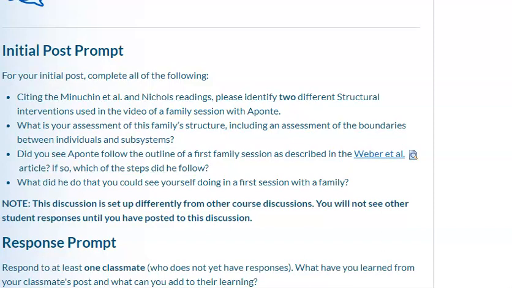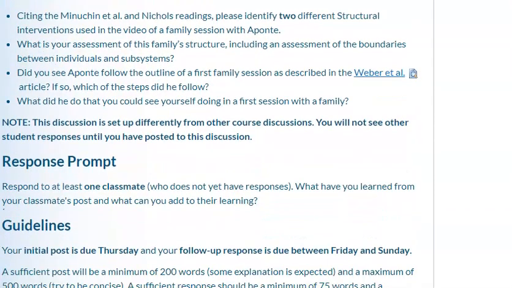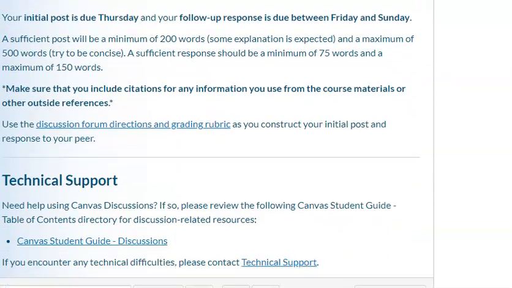Did you see Aponte follow the outline of a first family session as described in the Weber et al. article? So again, you need to read that article. And if so, which of the steps did he follow? And what did he do that you could see yourself doing in a first session with a family? You're going to do your initial post on Thursday and your follow-up between Friday and Sunday.